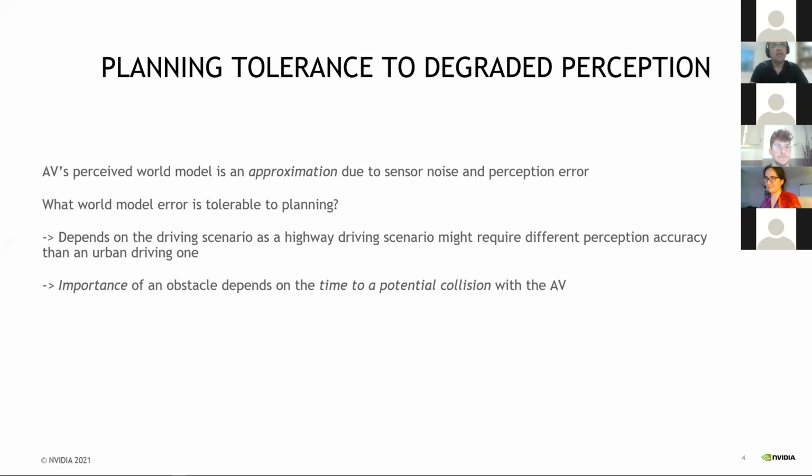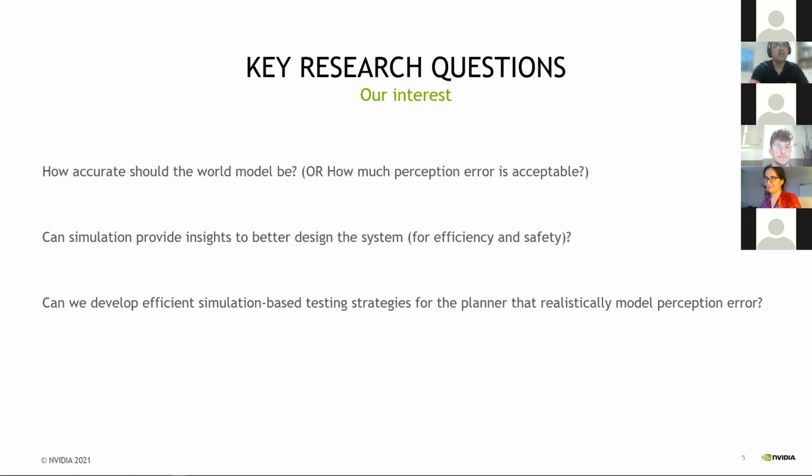We try to look deeper into this domain and at the different questions that we need to answer. We understand that these are the key research questions. How accurate should the world model be, or rather how much perception error is acceptable? Can we use simulation to provide insights to better design the system for efficiency or safety? And can we develop testing strategies in simulation for the planner that take in realistic error in the world model? We know how the perception behaves, what its error is with respect to the ground truth, and we can feed this in and look at the planner.